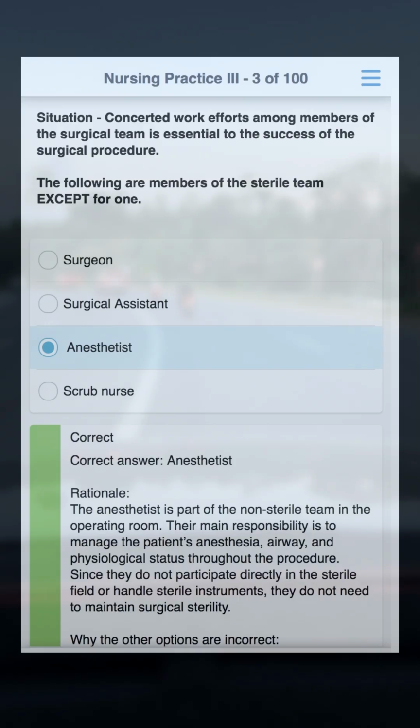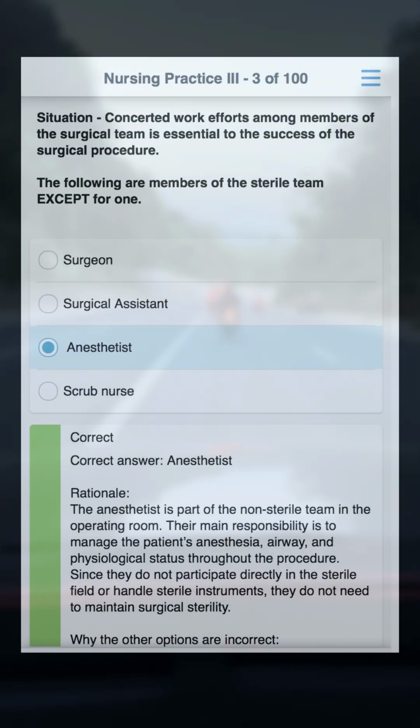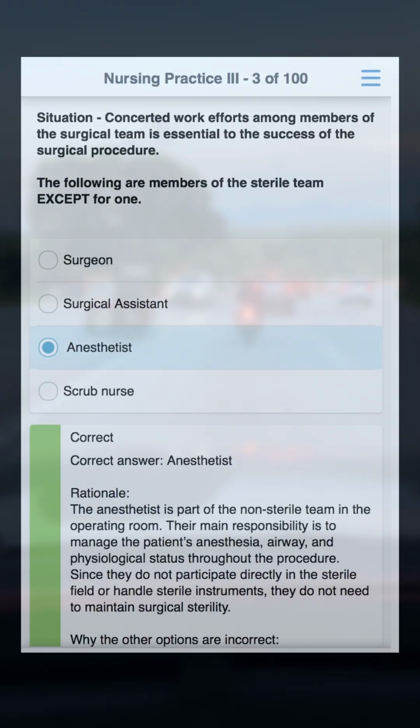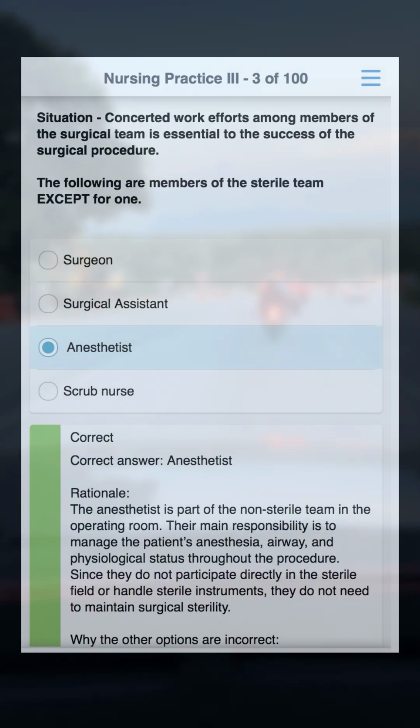Now, let us understand why. First, kailangan muna nating malaman that there are two major groups in the operating room. The first is the sterile team. The second is the non-sterile team, also called the unsterile or circulating team, depending on the specific role and terminology being used. The sterile team consists of members who have performed surgical hand antisepsis, donned sterile gowns and gloves, and are working within the sterile field. Their activities must follow strict principles of asepsis.